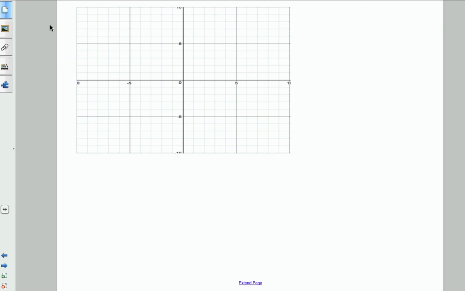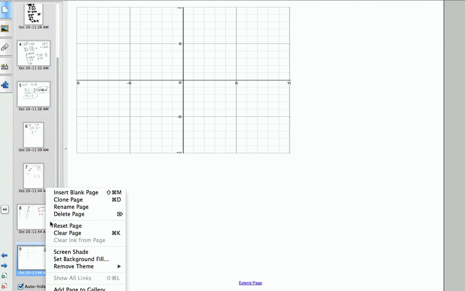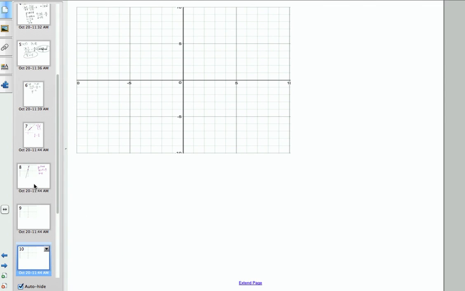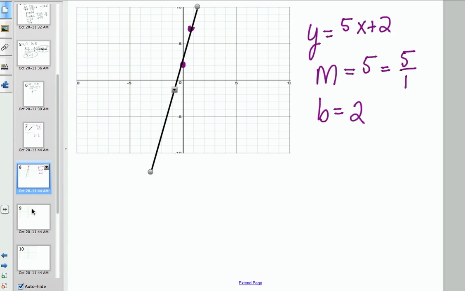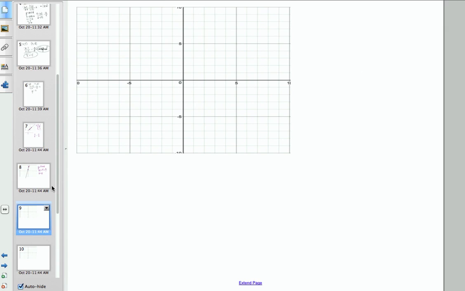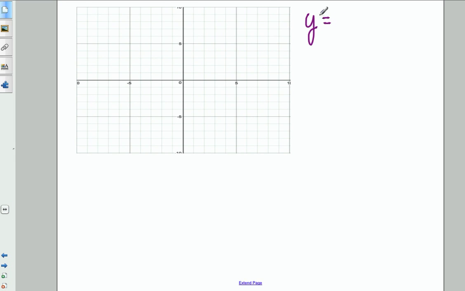All right, here we go. Y equals, nope. Sorry. 2x minus 3y equals 6. All right.